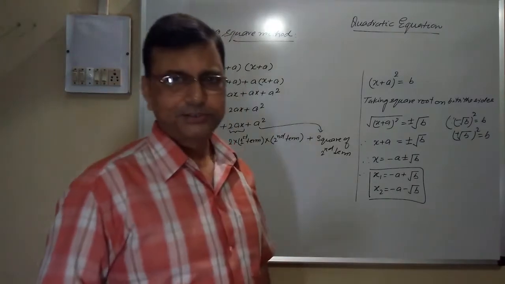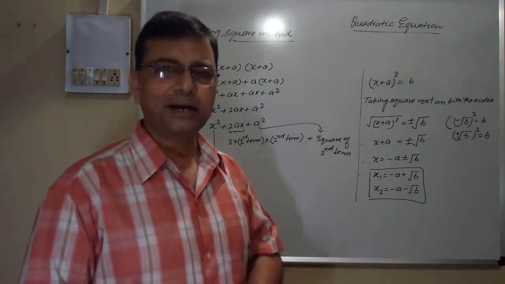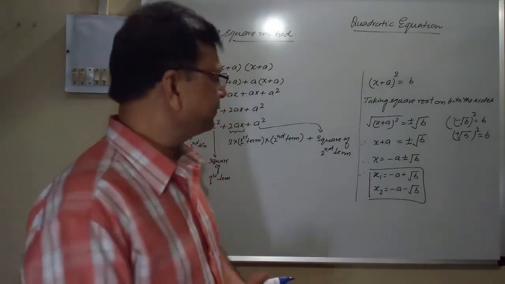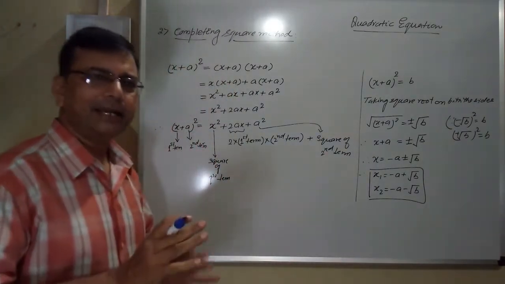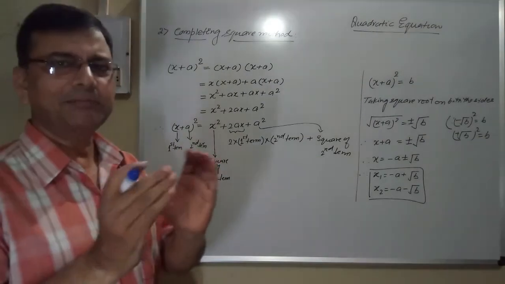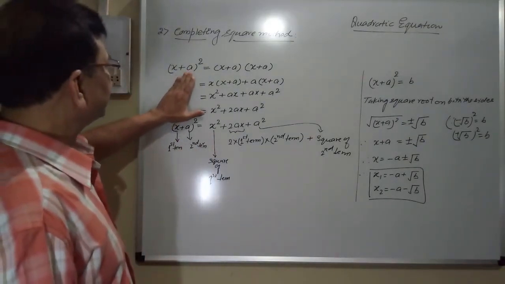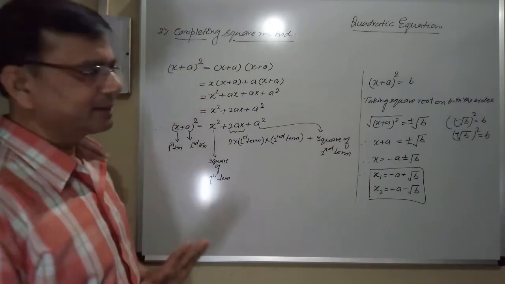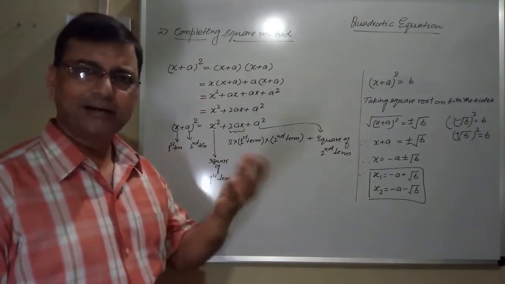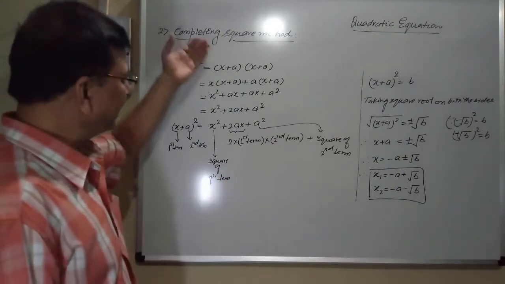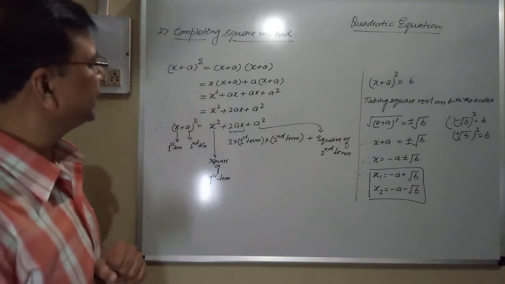Completing the square method. This method can be understood with the help of certain explanation. So here, first I will take the square of the sum of two terms, x plus a whole square. This you might have studied in previous classes also, but fundamentally I am going to explain it to you over here.